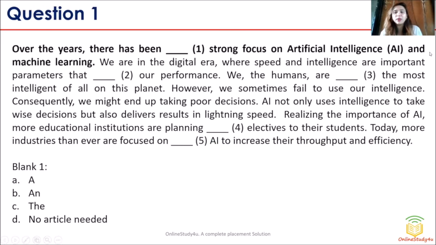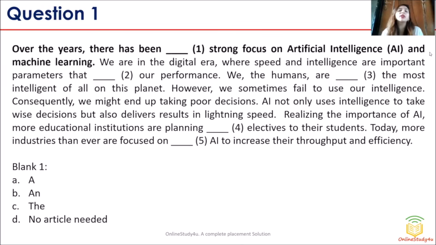So the first question, if you notice, it is a cloze test passage, right? So you have almost 5 blanks, and out of the 5 blanks, you're supposed to answer the questions for every single blank correctly. The first one says, over the years, there has been dash strong focus on artificial intelligence and machine learning. Okay. Now, the options that we have show that we need to insert an article or not.